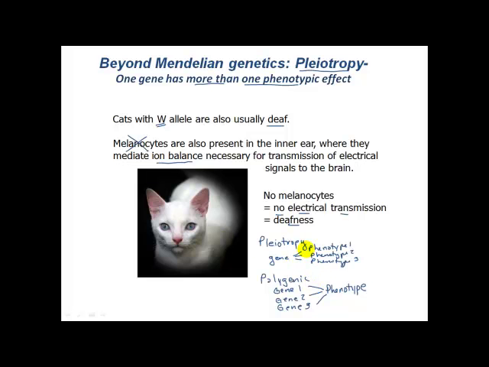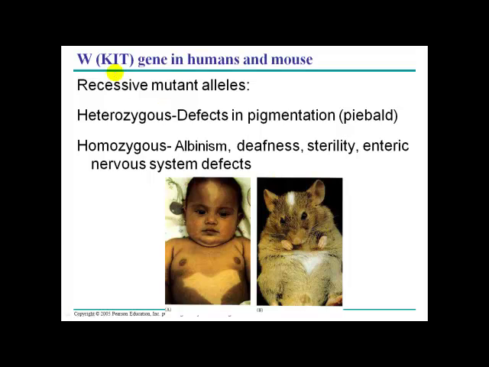But that's pleiotropy. Okay, it turns out we have the same gene, or very closely related gene in us. It's called the KIT gene in us, not the W gene, but it's the same gene, and it's doing the same thing. And mutations in that gene have been identified in humans and in experimental models, mouse, and those recessive mutant alleles act the same way that we see the W allele behaving in cat. So if you're heterozygous for this KIT gene and you have one recessive allele and one normal dominant allele, then we see defects in pigmentation that are referred to as piebaldism.